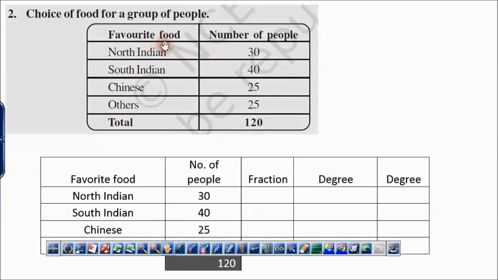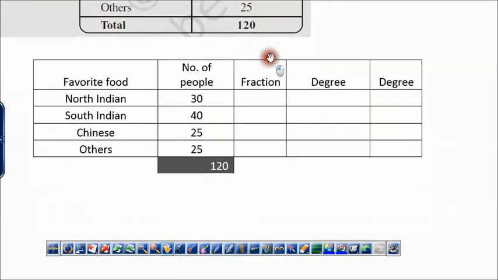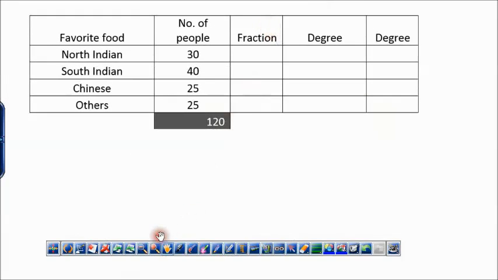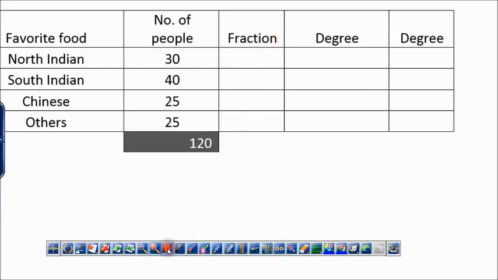Choice of food for a group of people. North Indian is loved by 30 people, South Indian is liked by 40 people, Chinese by 25 people, and other food by 25 people, total 120 people. Create this table and draw the pie chart.